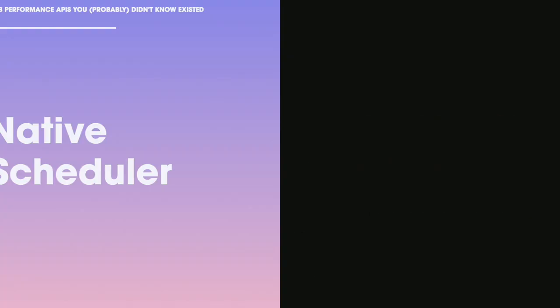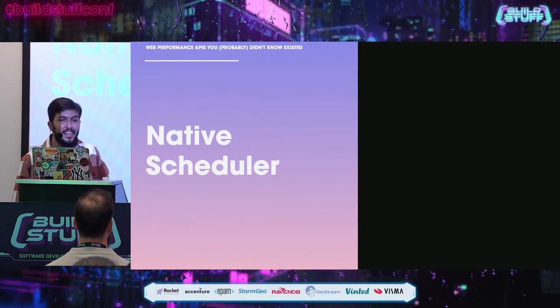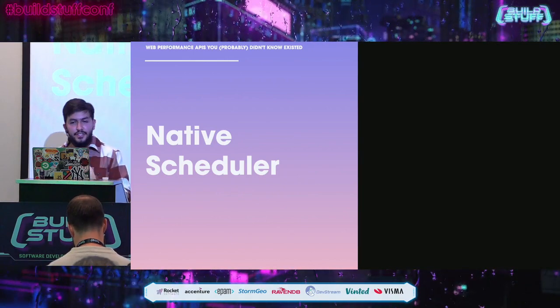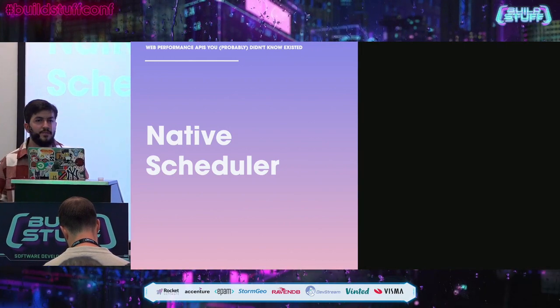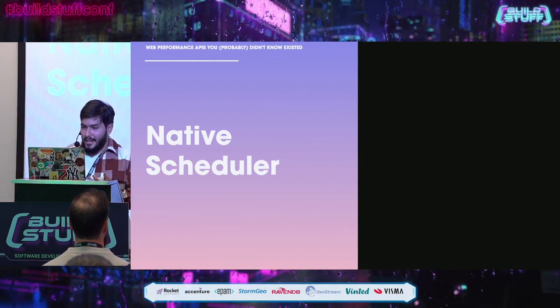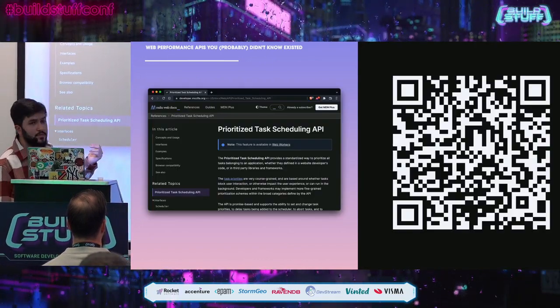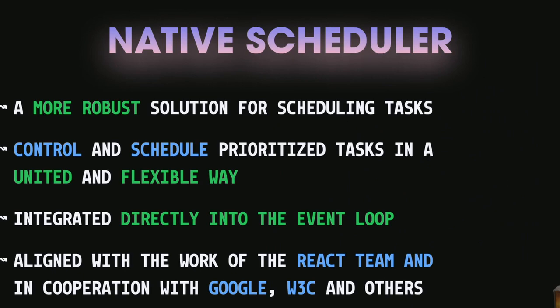So it's also great. And one of the last, and probably one of my favorites as well, is the native scheduler. So we are used in front end to have really poor scheduling primitives, things like setImmediate, setTimeout, and that kind of thing. Now we have this proposal that is kind of an umbrella of proposals. It's called the Prioritized Task Scheduling API, and it's meant to be a more robust solution for scheduling in the browser that's integrated into the event loop.